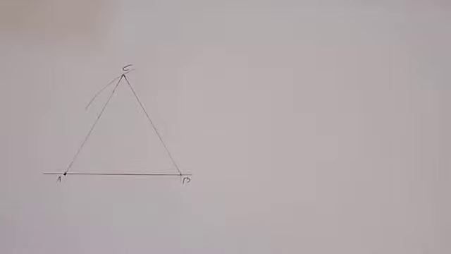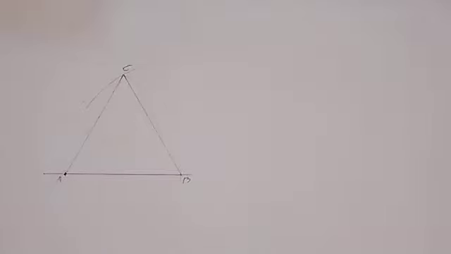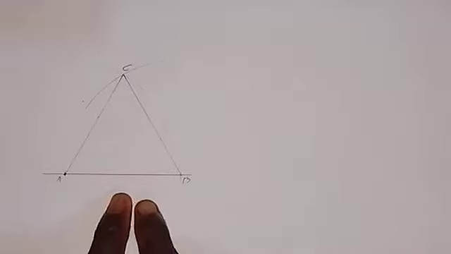So let's go and see the next thing that we have to do. As I said, we are bisecting side AC and side BC. As a student of technical drawing, you are expected to have mastered how to bisect a line, whether the line is straight as we have that of AB, or it is slanting as that we have that of AC or BC.